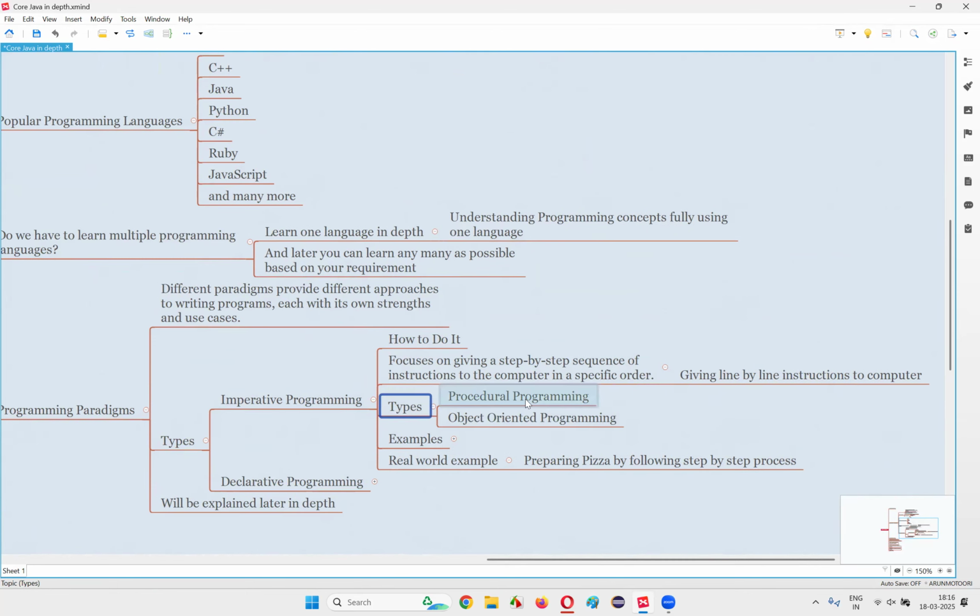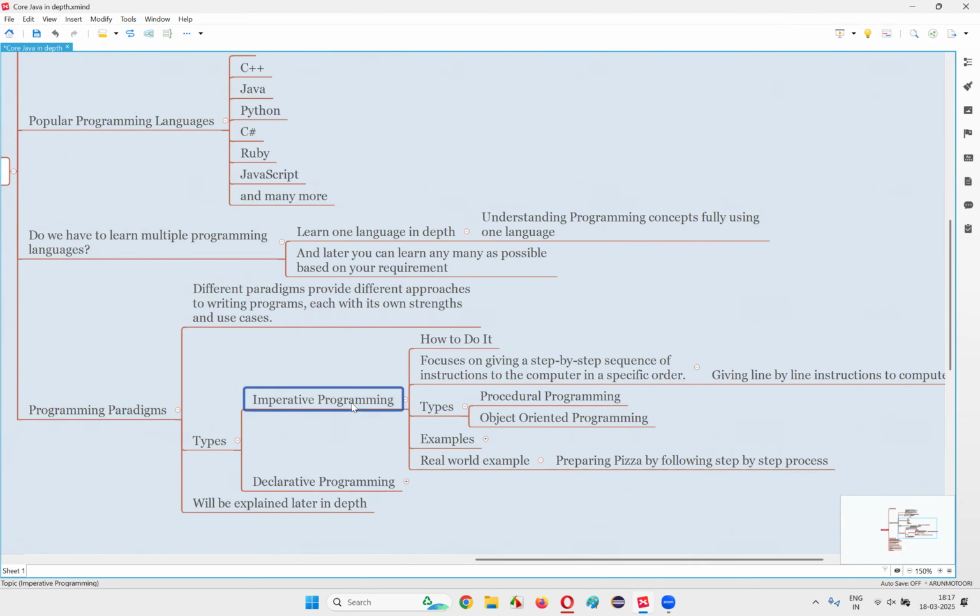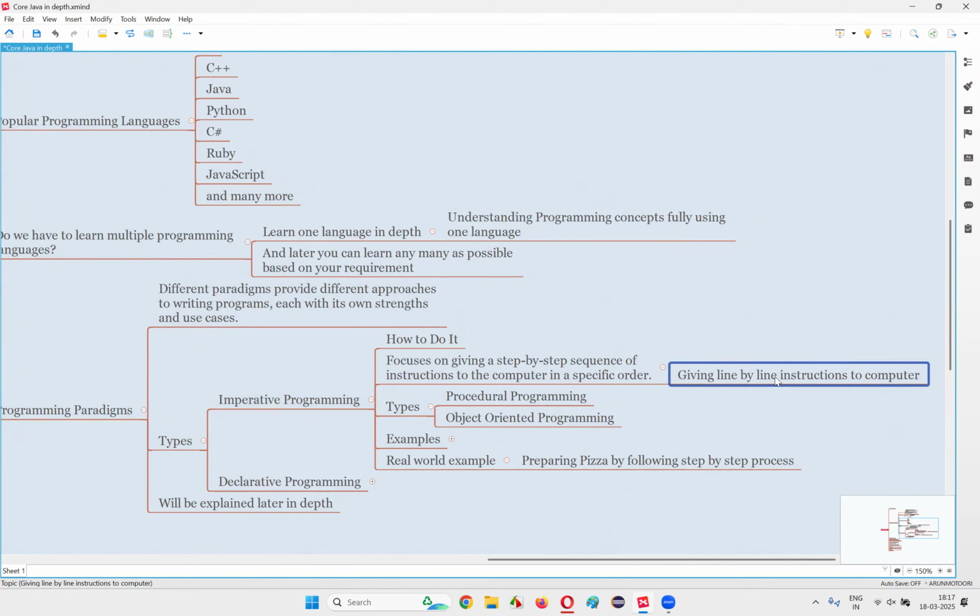What are the types of imperative programming? We have procedural programming under imperative programming, and object-oriented programming also comes under imperative programming. These are subtypes. At a high level, the programming paradigm has imperative programming. You understood the concept, right? You are giving instructions by writing the code, telling the computer to follow them in step-by-step or line-by-line format. That way of programming is called imperative programming. Under it, we have subtypes, which follow the imperative paradigm: procedural programming and object-oriented programming.